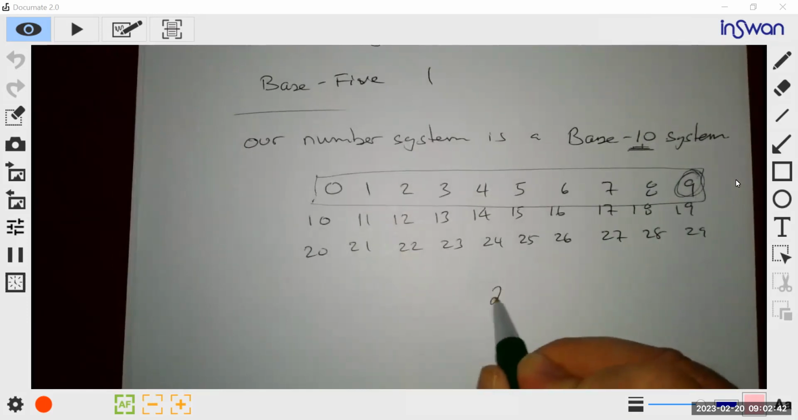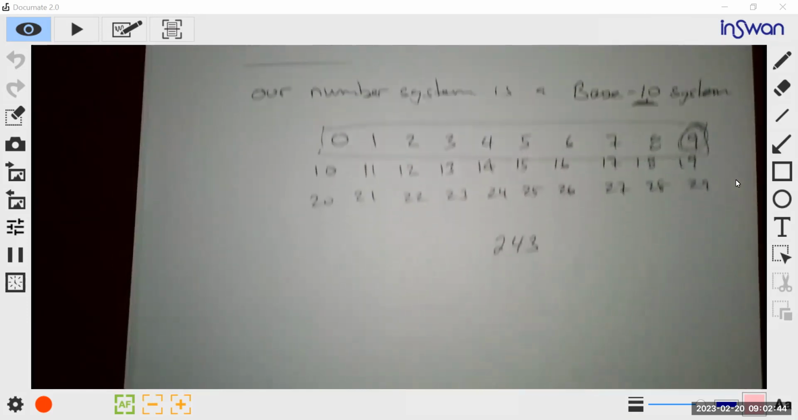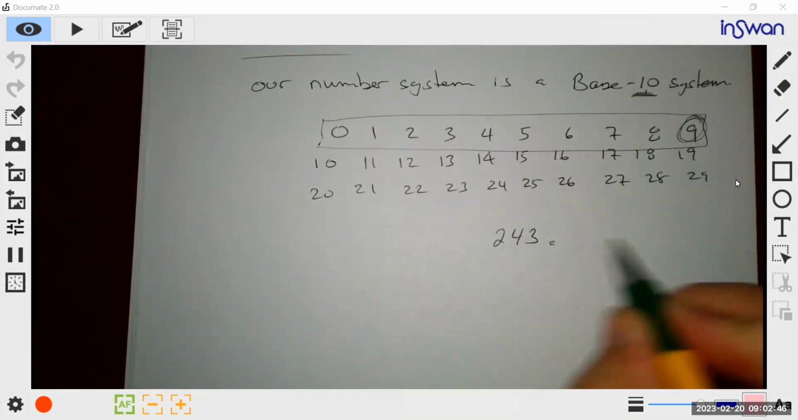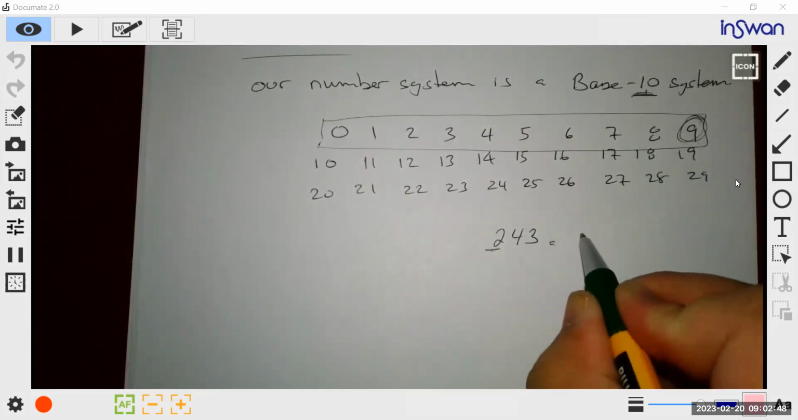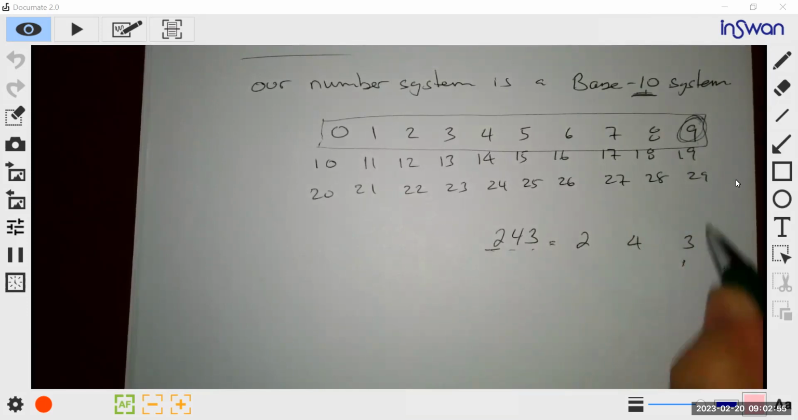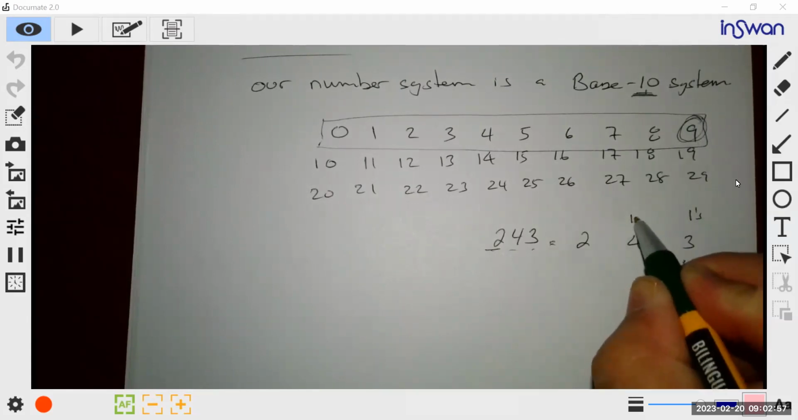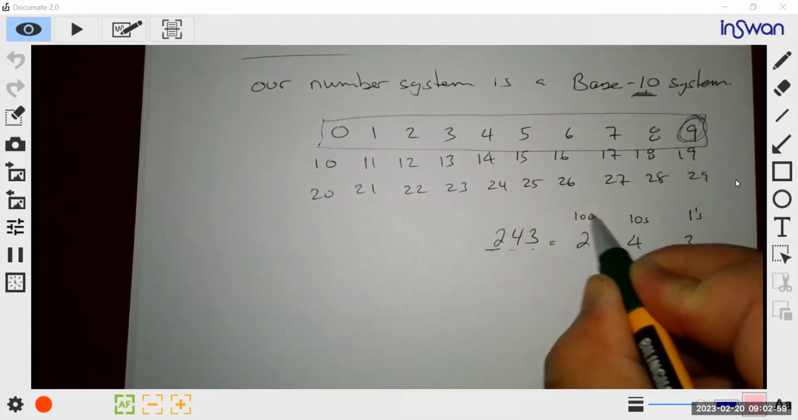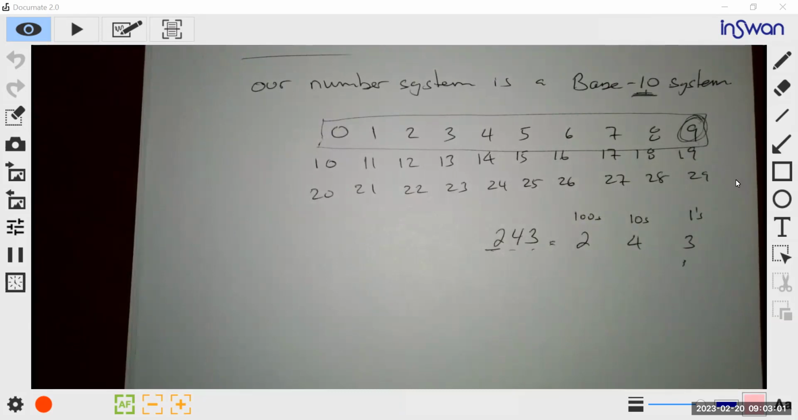The number 243. There's 2 of these, there's 4 of those, and there's 3 of those. These are the ones. These are the tens. These are the hundreds, right? This is how we determine what they are in each column.